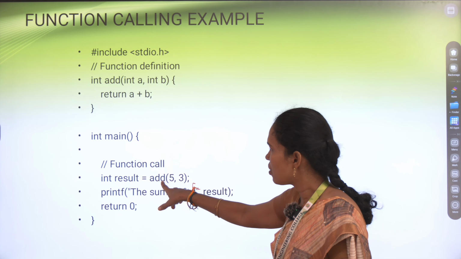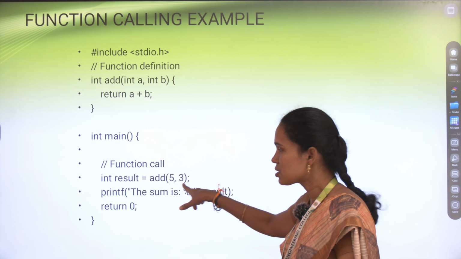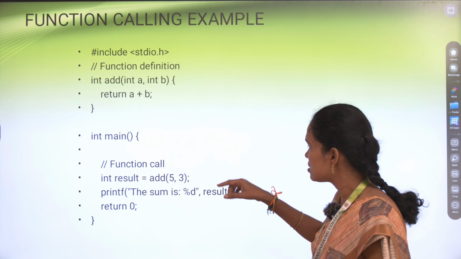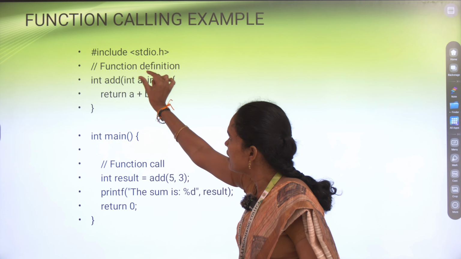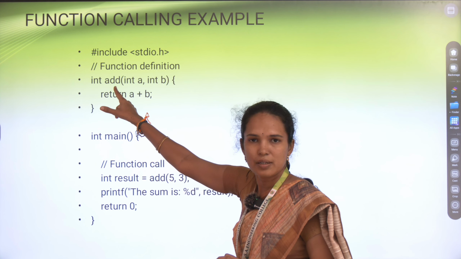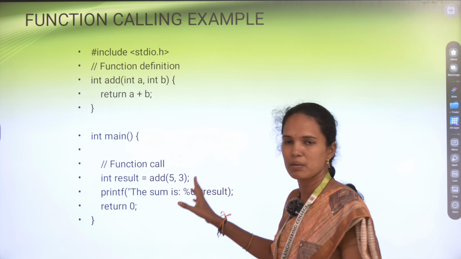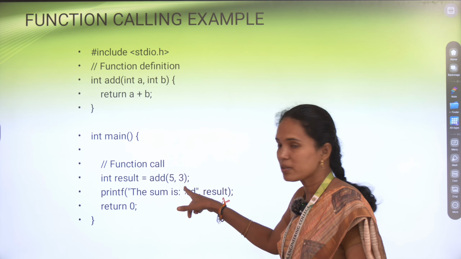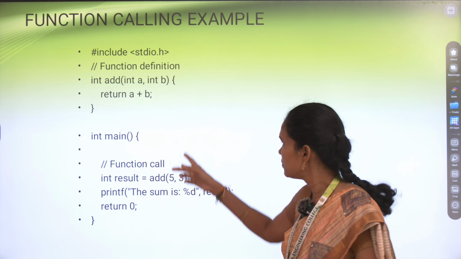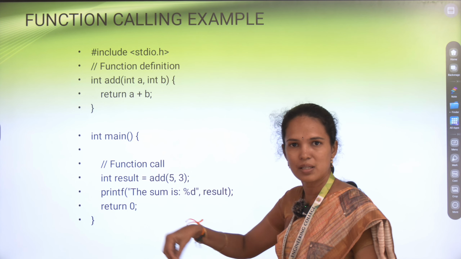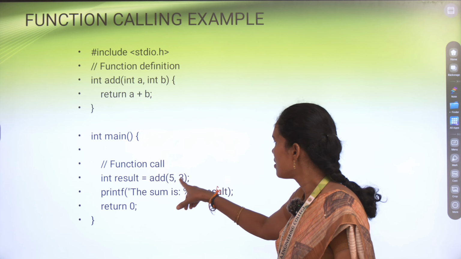See here, this line is called calling the function. That means I am simply calling the name of the function. What is the name of the function? Add, right? So here, int result equal to add of 5 comma 3. This 5 comma 3 is nothing but passing the parameters. I am passing the values, the arguments, 5 comma 3.